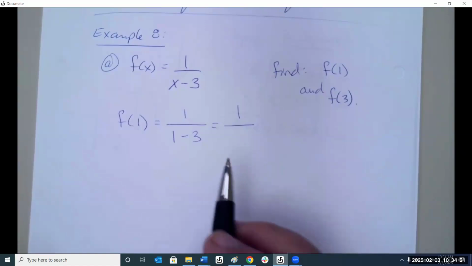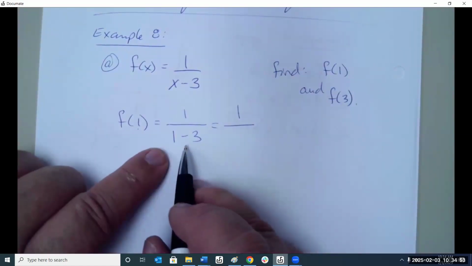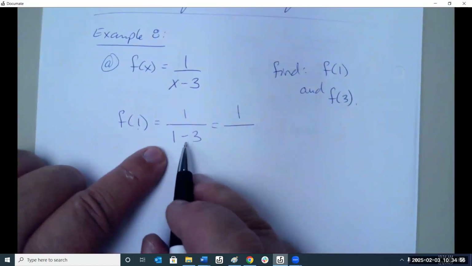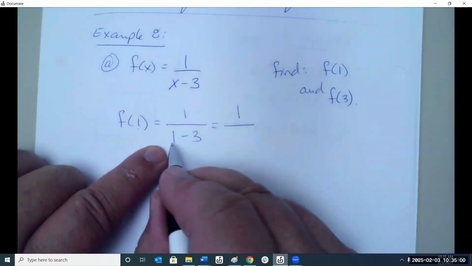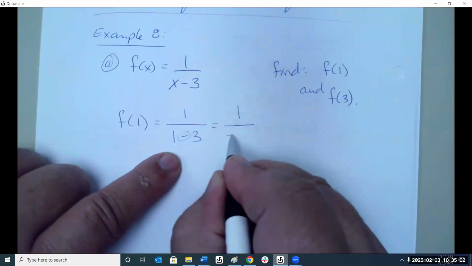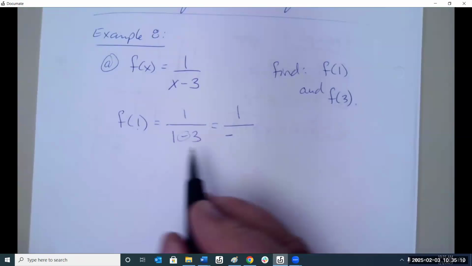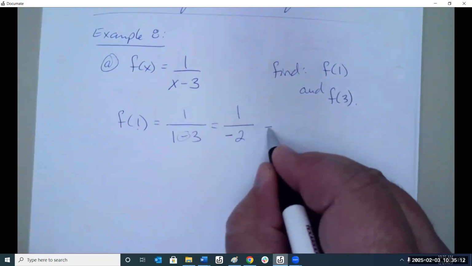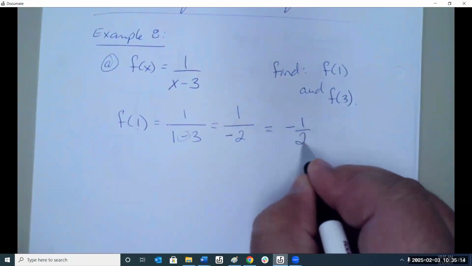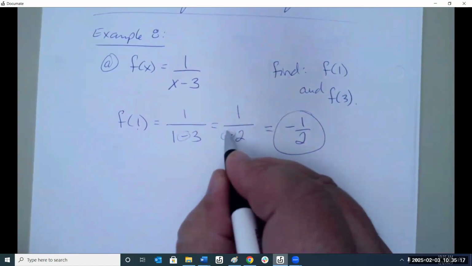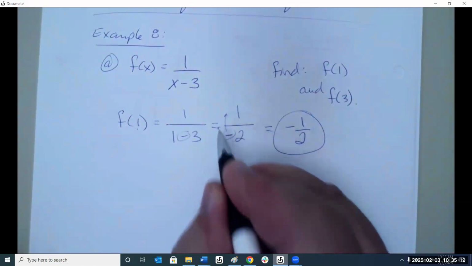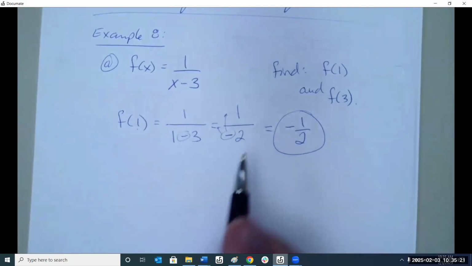Here's the rule. If you have two numbers and they have opposite signs, take the sign of the larger number. So we know since 3 is bigger than 1, it's negative. If the signs are different, take the sign of the larger and subtract the numbers. 3 minus 1 is 2. So the answer is -1/2. And the negative always goes either in front of the whole thing or on top. You never want the negative on the bottom.